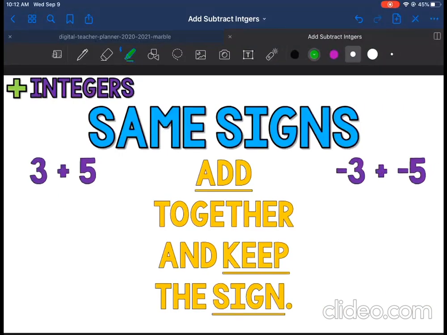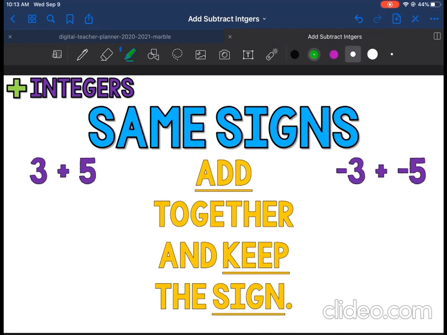When we add integers, that's what we're going to start with, okay? Adding integers. When you have the same sign, you're going to add them together and keep the sign, okay? Make sure we're filling our notes in. Same sign. Same sign. I want you to add them together and keep the sign. So, same sign, add together and keep the sign.